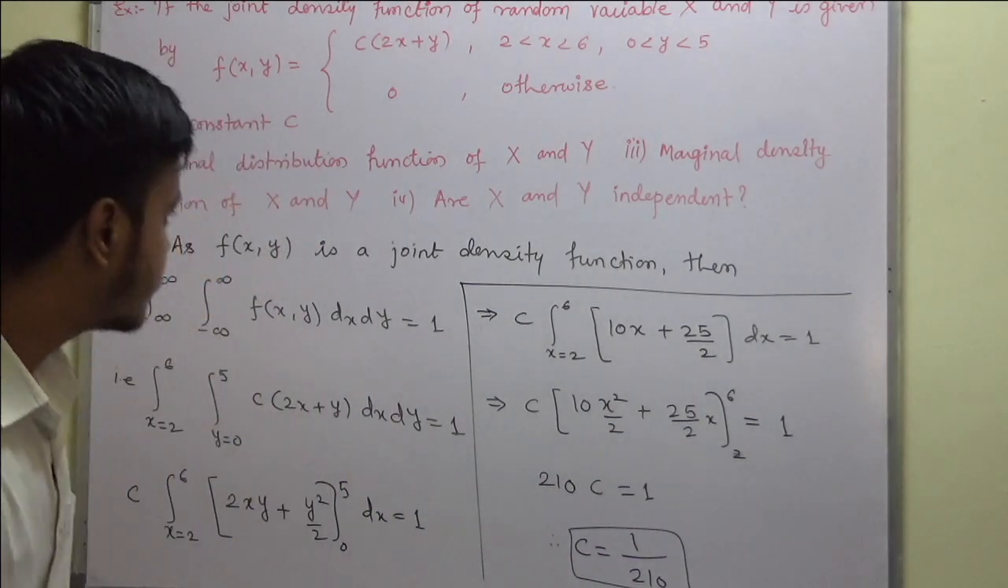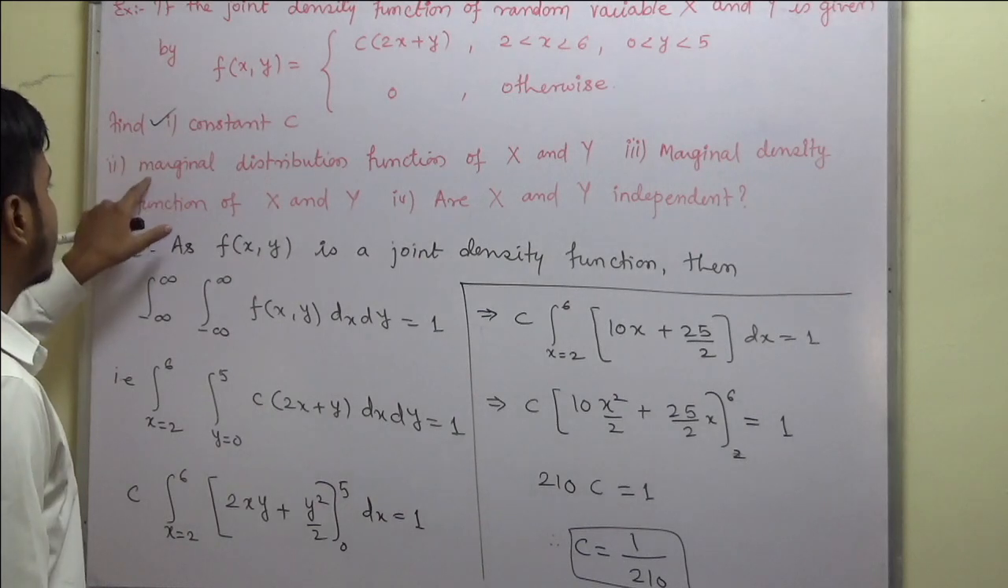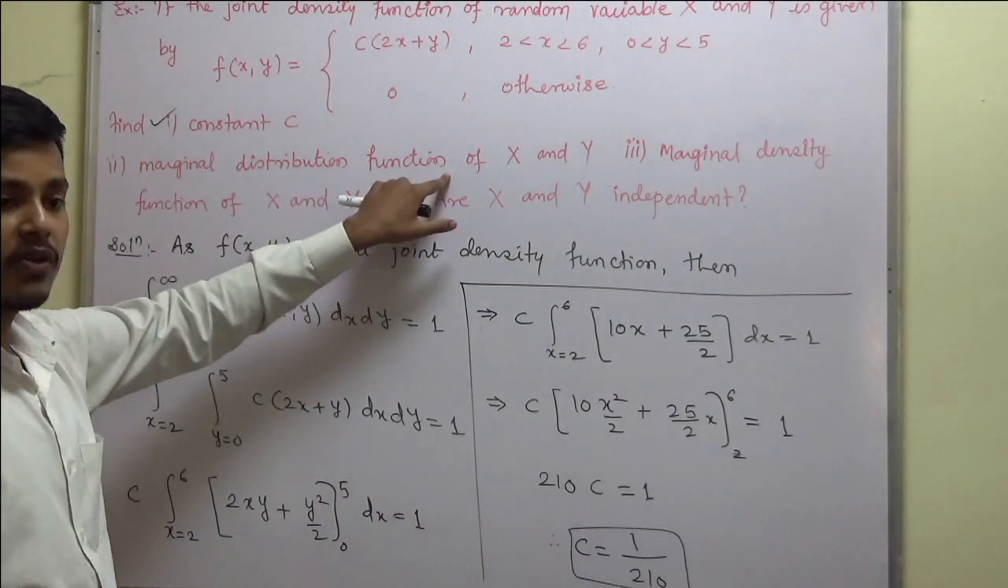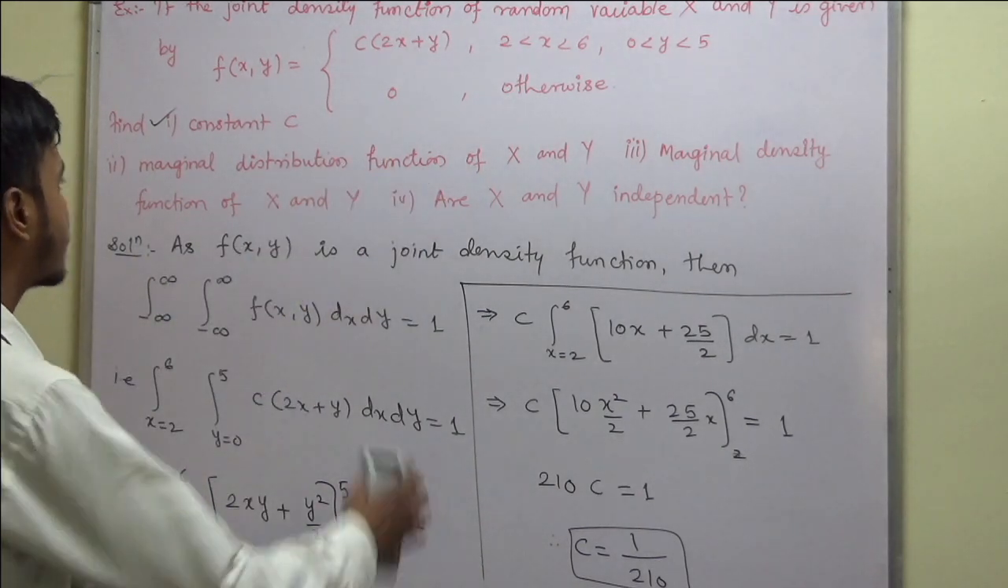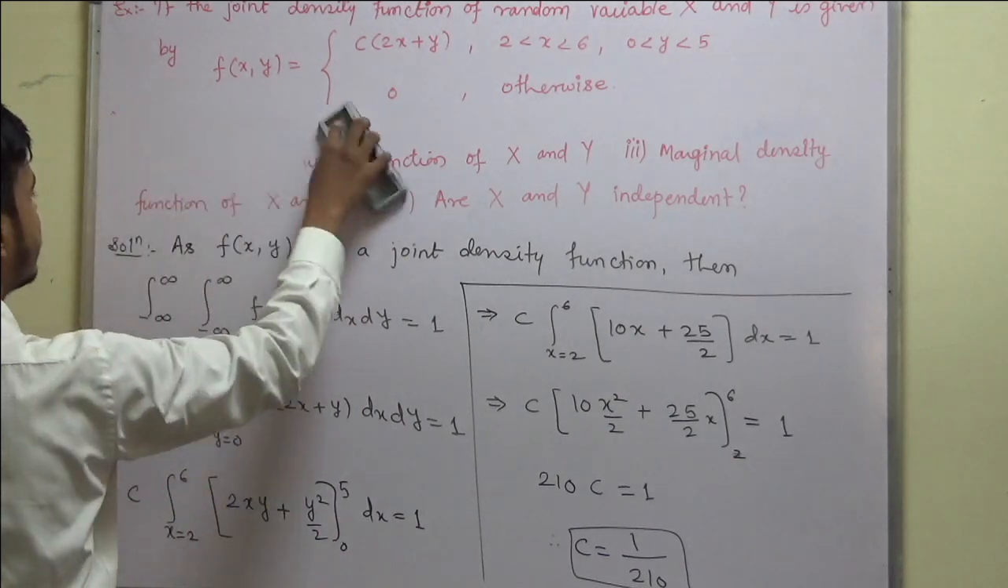Now after this constant, we have to find out the marginal distribution function of x and y. So let us find out the marginal distribution function of x and y.